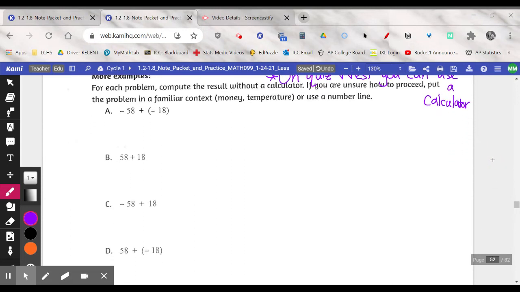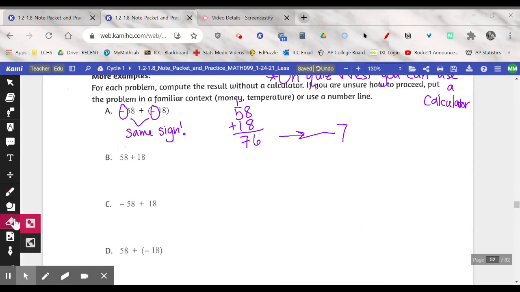So looking at our first one, letter A, it has negative 58 plus negative 18. So we are adding numbers that have the same sign. So when it's the same sign, we're going to find the sum of the values. We're going to add them up. So we end up with 76. And then I'm going to keep the original sign. So my answer is negative 76.